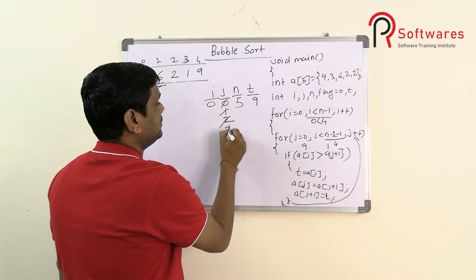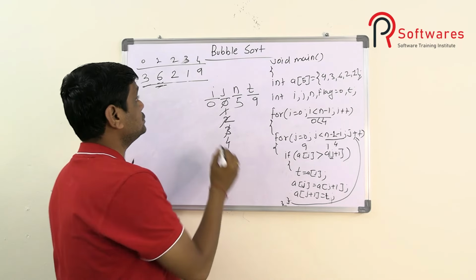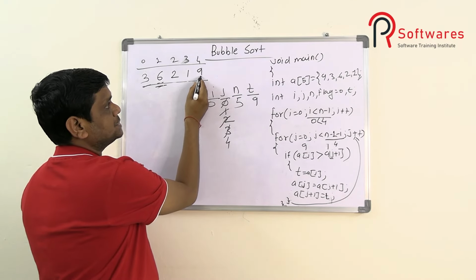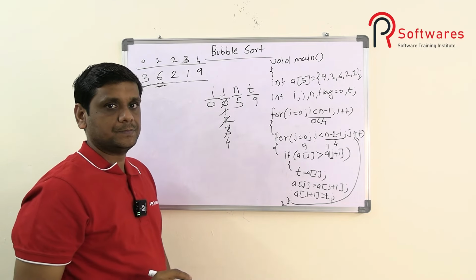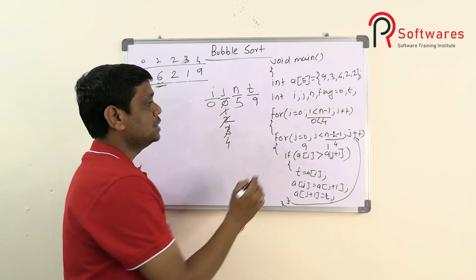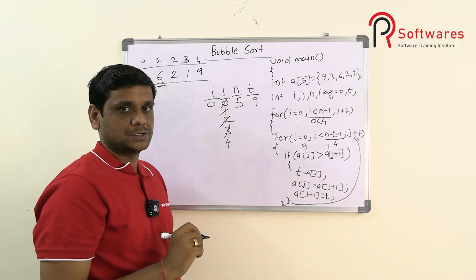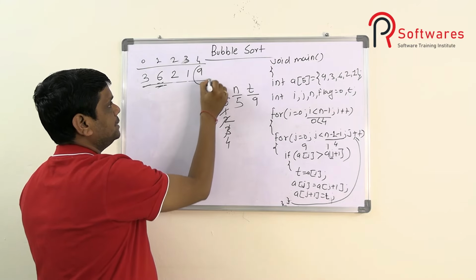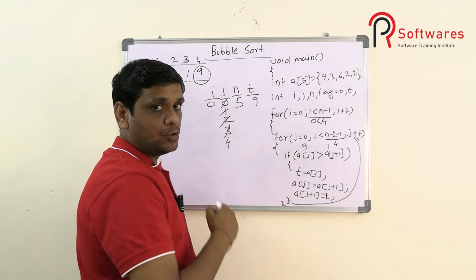And j plus plus, it will become 4. 4 less than 4. False. Because you know that we can't check now. This value is not checked with any other. So the program will stop after this last check only. So like this, what is happening here? When the j value is 4, my condition got stopped. So after the first pass, did we get 9 at the end? Answer is yes. Okay. Now go with the second pass.